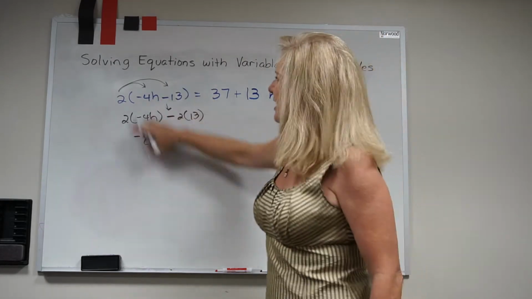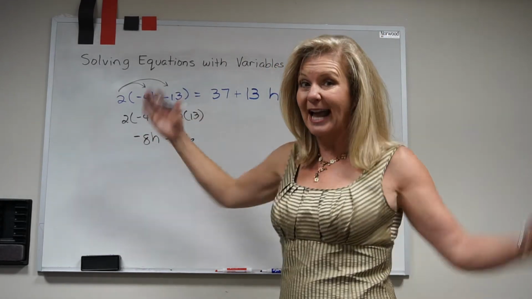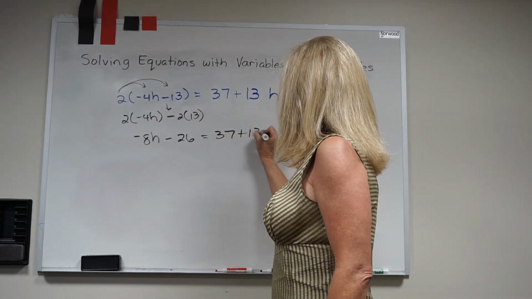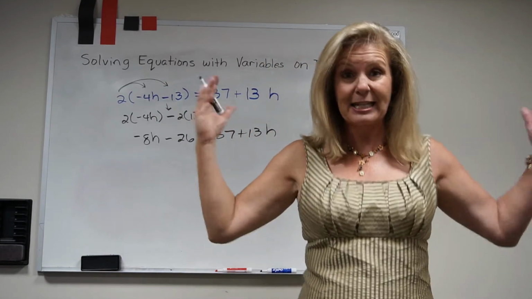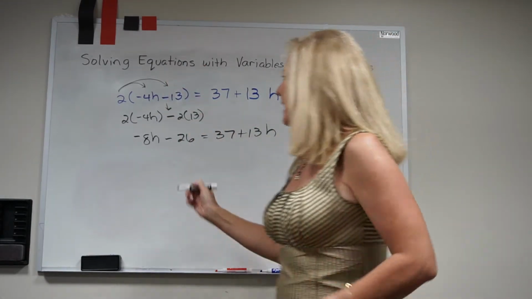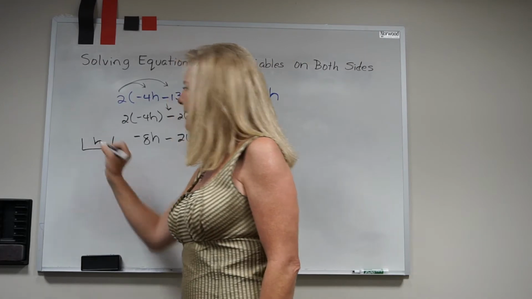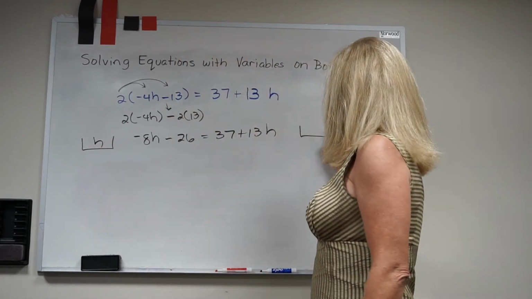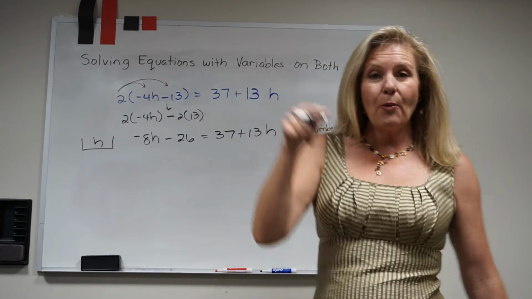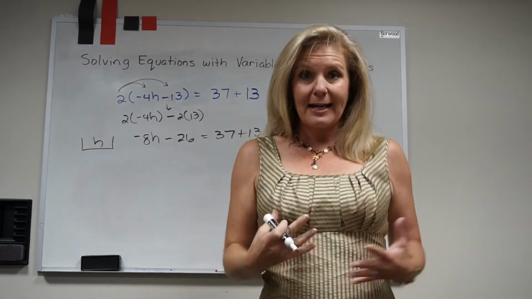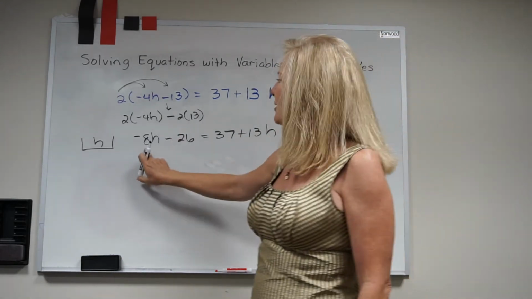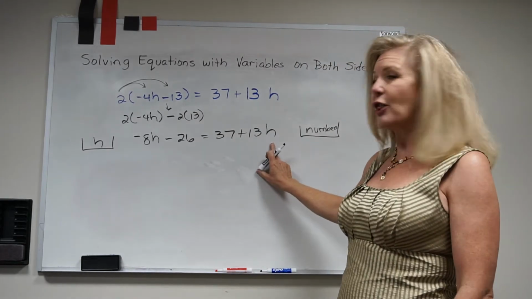Now I've finished my distributive property on that side, but I have to keep my equation going. So I'm going to put back in my other side of that equation. That is still perfectly balanced. So my job is I need to get all my variables on one side of the equation, and I need to get all my numbers on the other side of the equation. So I always start with my variables first, and my job is to try to make sure that my variables are always positive. So I take a look at negative 8h, and I see 13h.